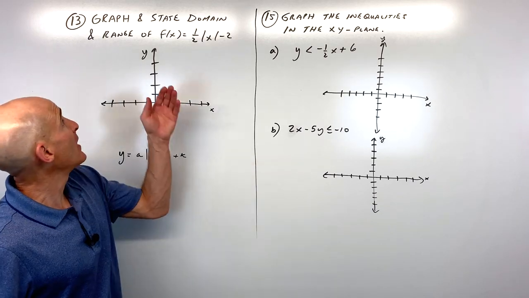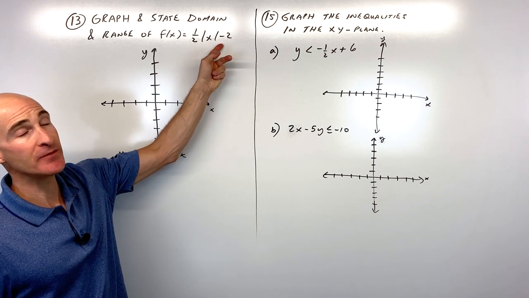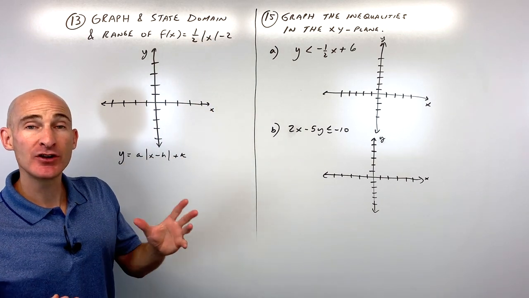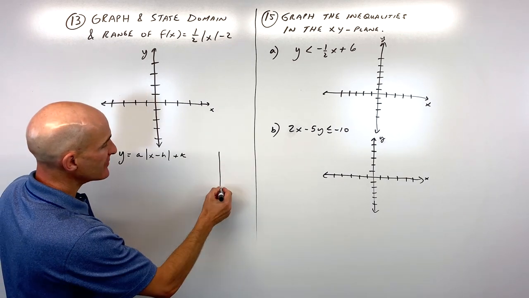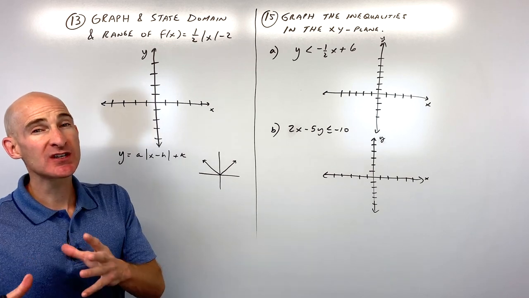Okay, number 13, we have graph and state the domain and range of this function. Well, notice these vertical bars here. This is an absolute value graph. And you probably remember the absolute value graphs had this V-like shape, okay? And what we can do is we can do this a couple different ways.